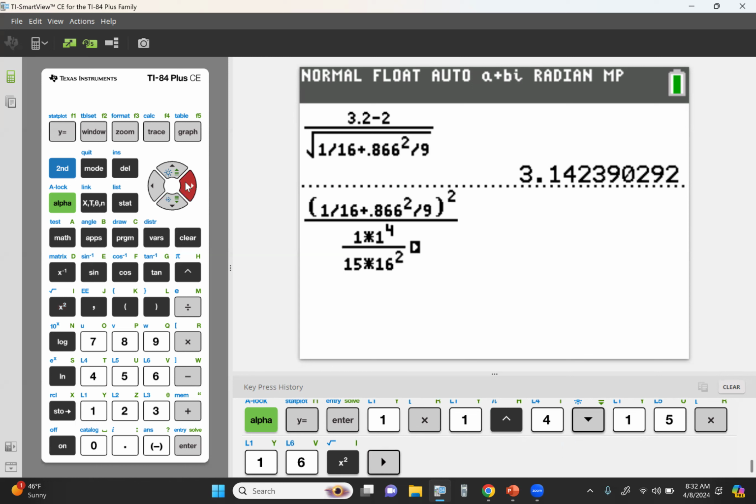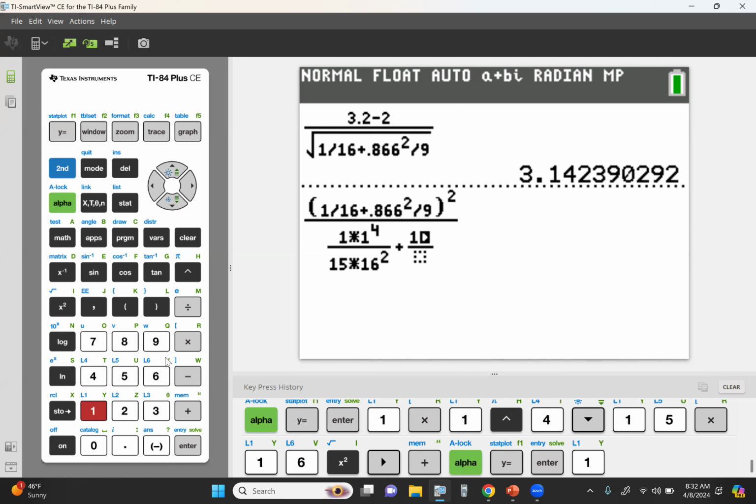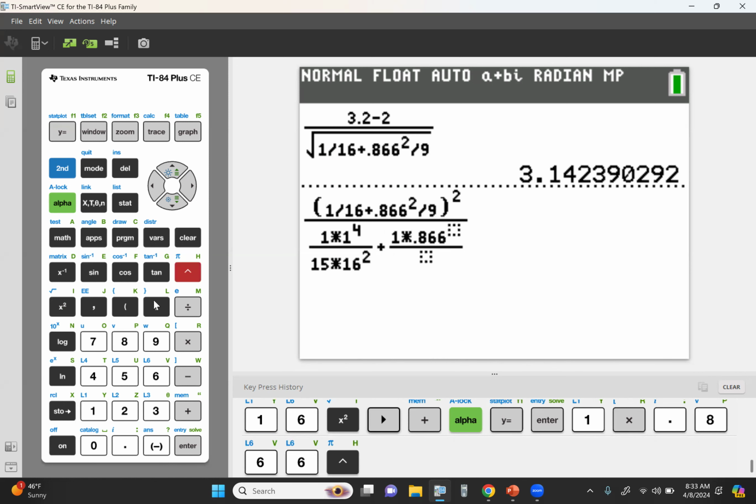Okay, then what are we doing? We're adding to that, plus, I'm going to put another fraction in here. In the numerator of that fraction, I have 1 times 0.866 squared squared, so it's 0.866 to the 4th power. And then we're dividing that by what? 8 times 9 squared?